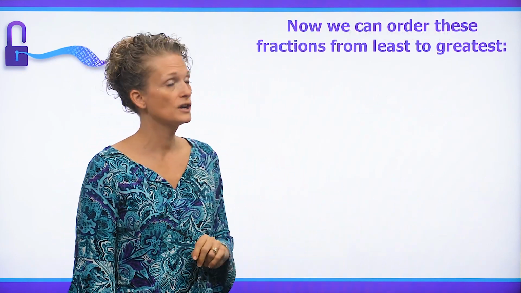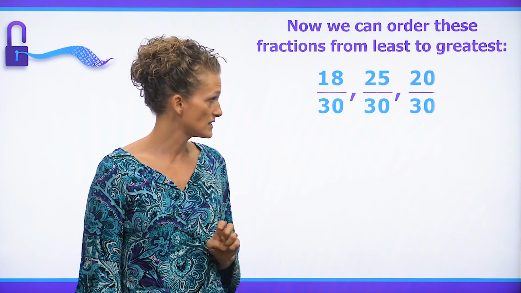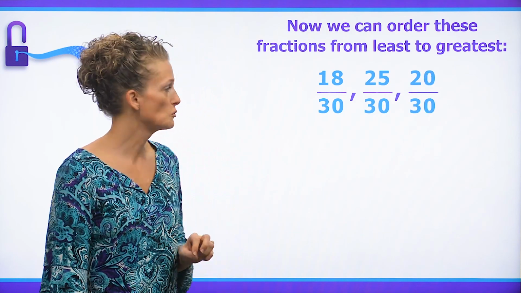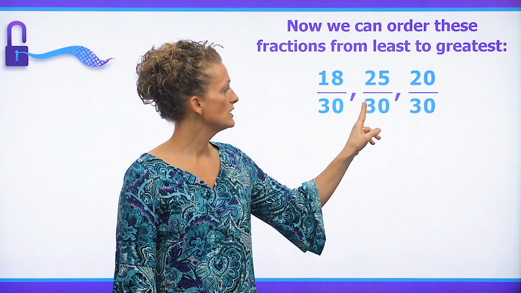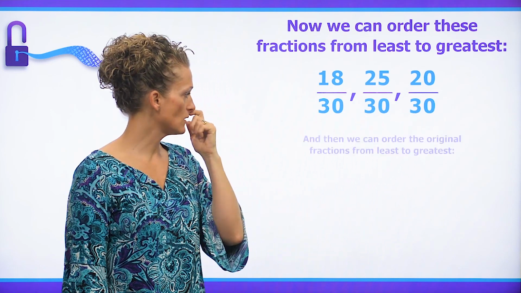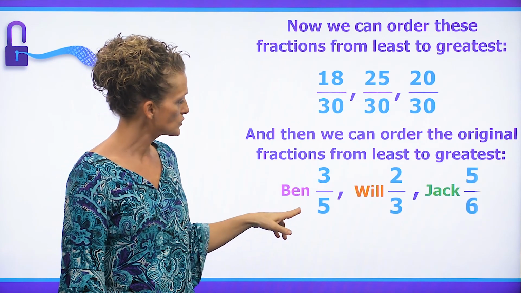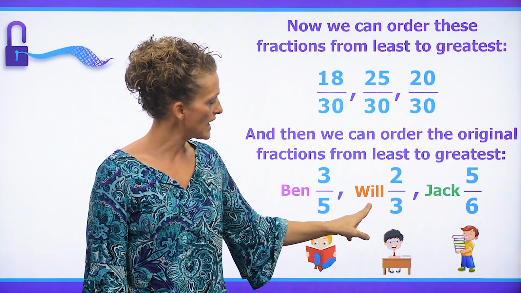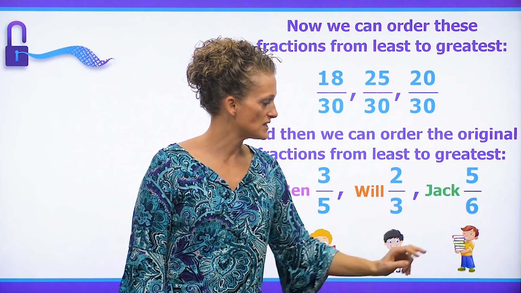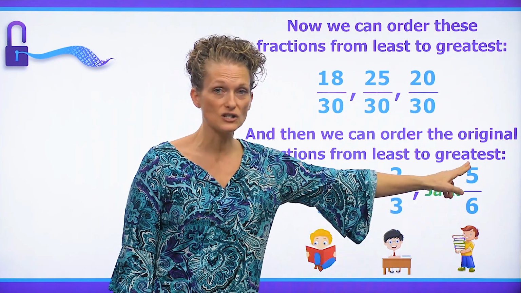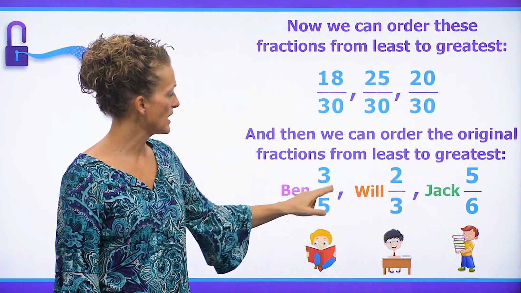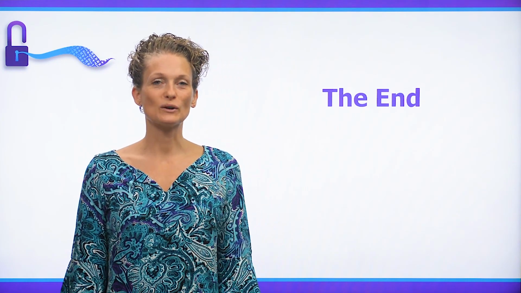So now we can order the fractions from least to greatest by looking at the numerators. So we have 18 over 30, 25 over 30, and 20 over 30. So now we can order the original fractions from least to greatest, which was Ben at 3/5, Will at 2/3, and Jack at 5/6. So Jack spent the most time on his homework, and Ben spent the least amount of time on his homework. And that's your lesson on ordering fractions.